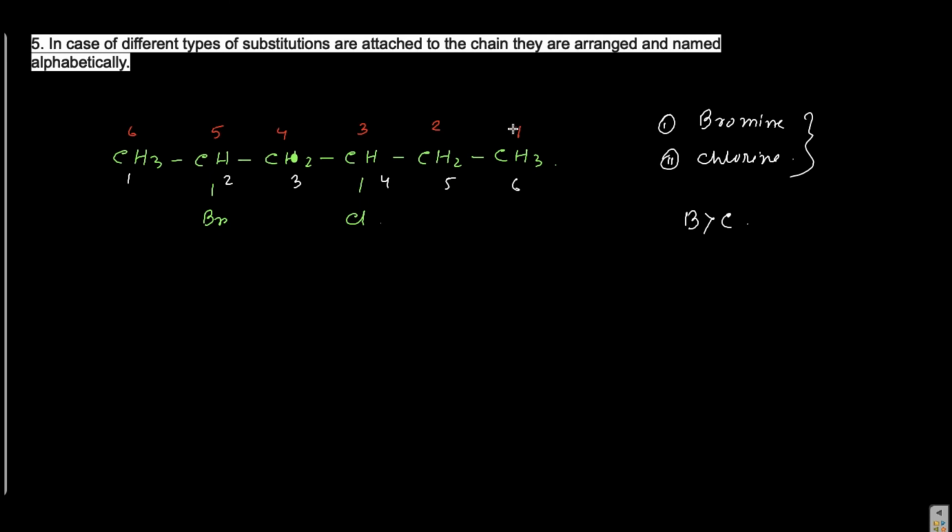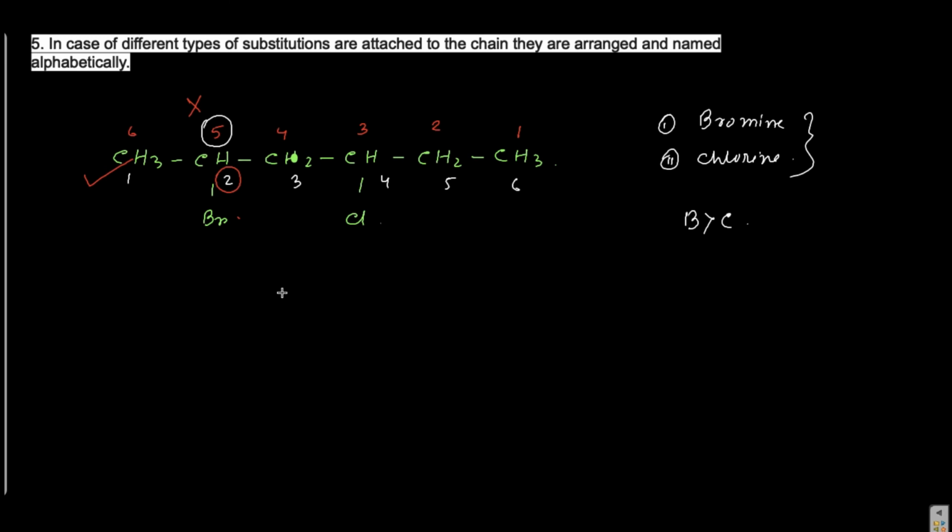So if you number like this, then bromine gets the 5th position, and if you number from the left side, then bromine gets the 2nd position. So they are arranged and named alphabetically. So bromine is before chlorine, as B comes before C. So this gets priority, as bromine is at the 2nd position and chlorine is at the 4th position. If you consider this other numbering system, why is it wrong? Because there bromine gets the 5th position and chlorine gets the 3rd position, but here bromine gets priority over chlorine because B comes before C, so bromine gets the smaller number than chlorine.